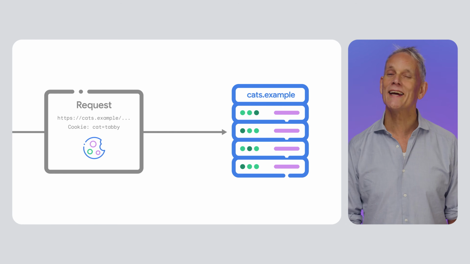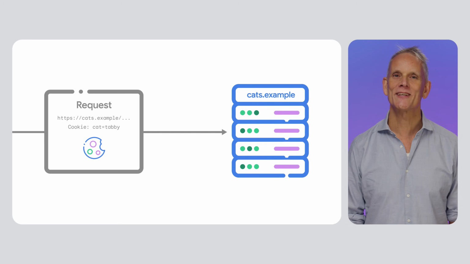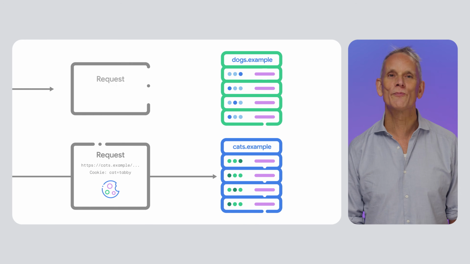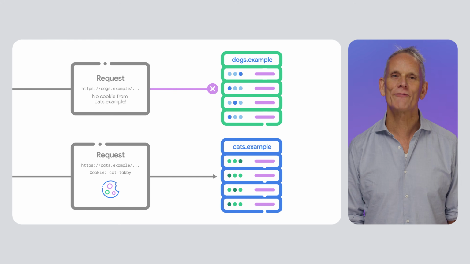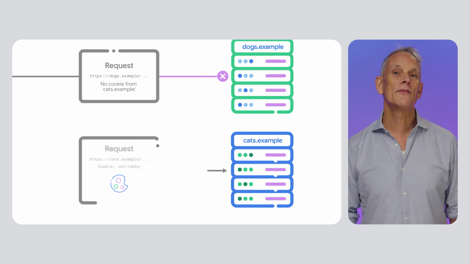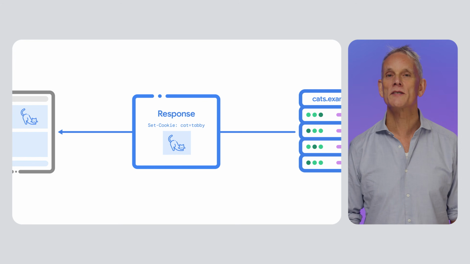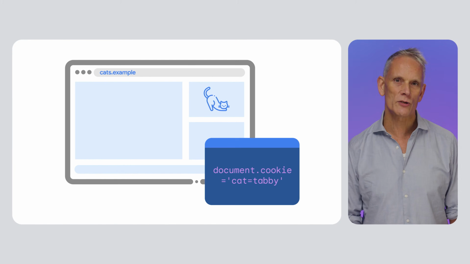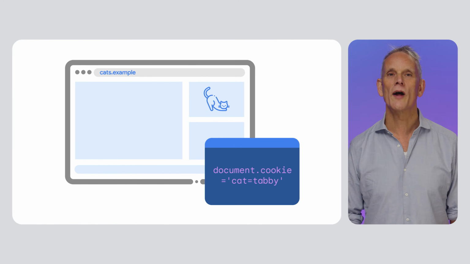Note that a cookie is only sent to the site that sets it. For example, a cookie set by cats.example won't be sent in requests to a different site such as dogs.example. And the cookies I've described in this example are set by code running on a web server. Now, websites can also create cookies using JavaScript code in web pages, running locally in your web browser.